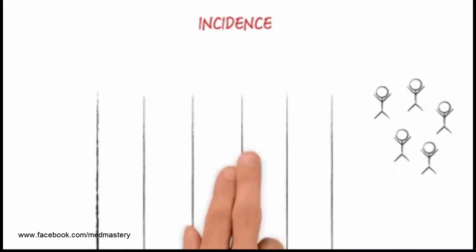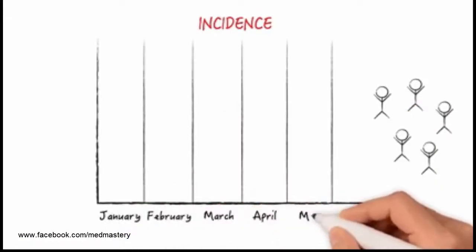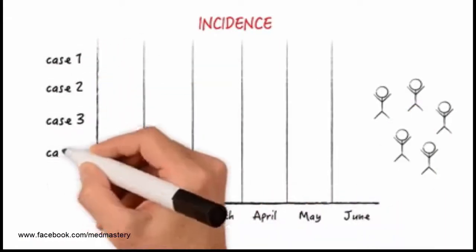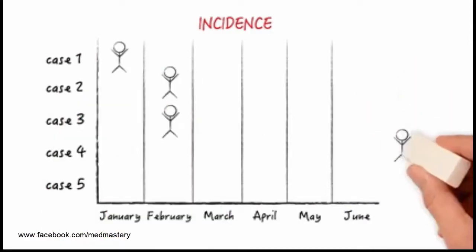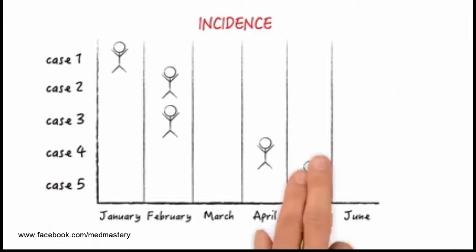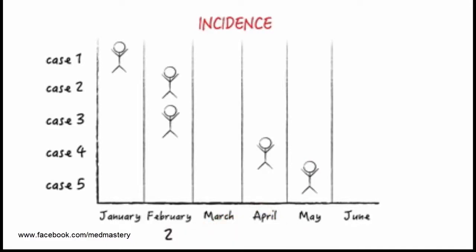Let's take a group of 5 people who develop tuberculosis over a period of 6 months. 1 develops the disease in January, 2 in February, 1 in April, and 1 in May. So ignoring the denominator for now, the incident cases in February, for example, would be 2. Or in other words, 2 would be the numerator of the incidence rate for that month. And it would be 1 for the months of January, April, and May.